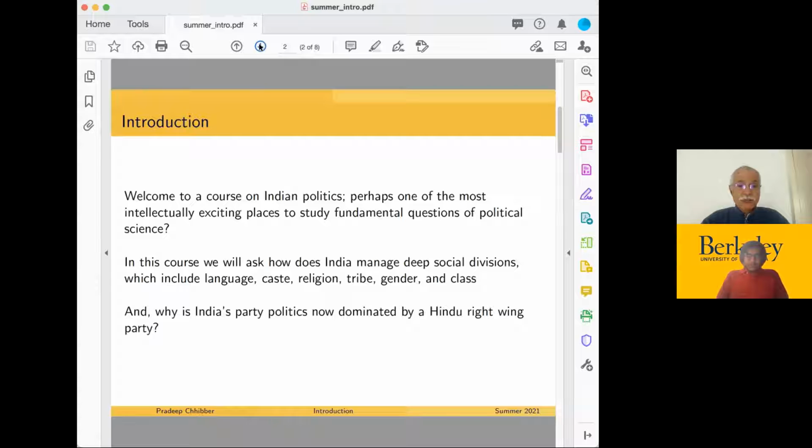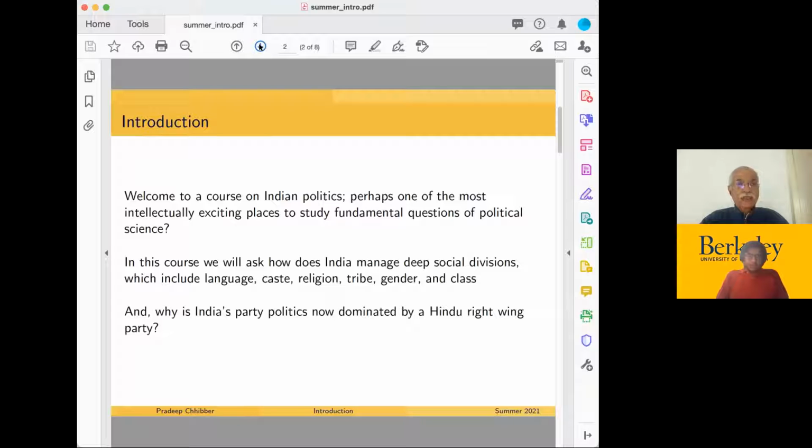India poses some of the most fundamental questions that political science wrestles with, such as how do you build a state in a deeply diverse society? How do you manage democracy in a poor country? How is it that you can ensure development and political equality in a nation that has been beset by years and, in fact, centuries of social discrimination along various lines?